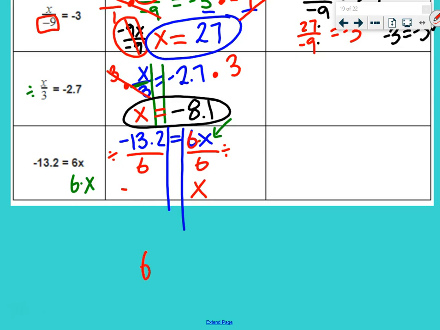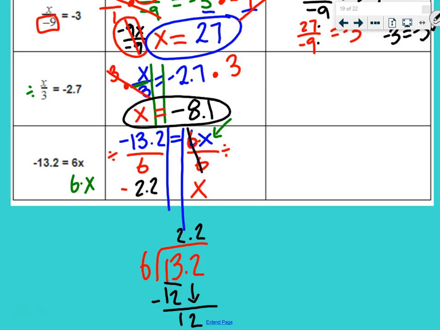13.2 divided by 6. 6 can go into 13 2 times. 2 times 6 is 12. Subtract, we get 1. Bring down the 2. 6 can go into 12 2 times with a remainder of 0. And bring up that decimal point. So we have negative 2.2. 6 divided by 6 is 1. So we're left with 1x. x equals negative 2.2. Go ahead and complete the check on both of those. Plug in the x to the original equation. Check your answers. Make sure that they're right.